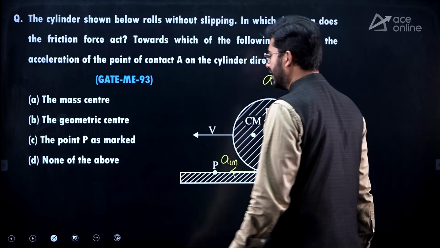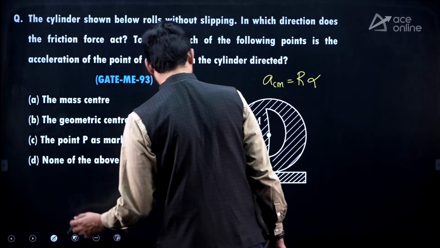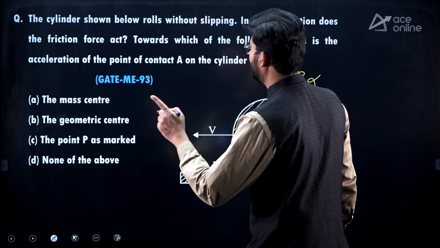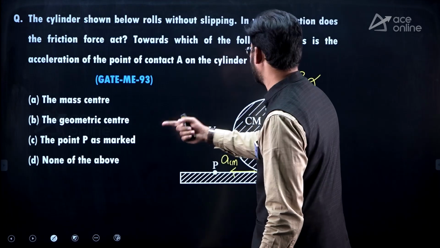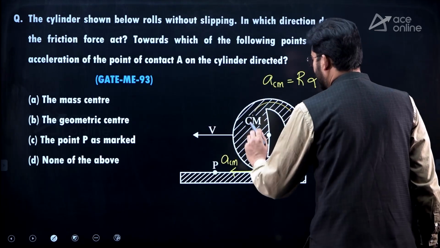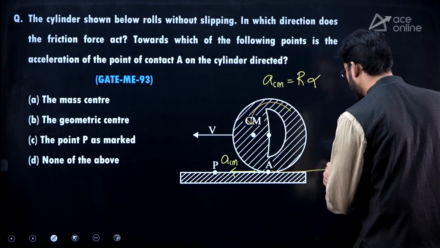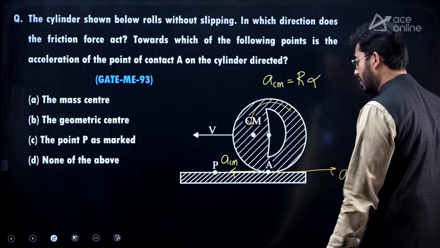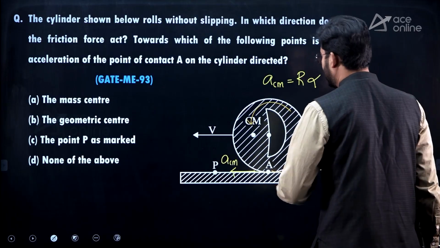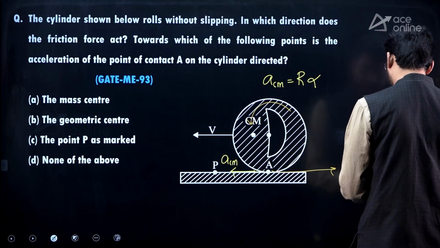Okay, and there will be tangential acceleration. As it is rolling without slipping, and the direction of velocity is given like this, the disk has to rotate counterclockwise. So tangential acceleration will be opposing this. All right, so now the ACM is R alpha and tangential acceleration is R alpha.